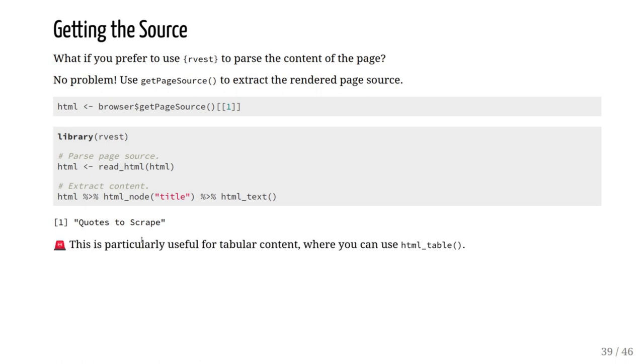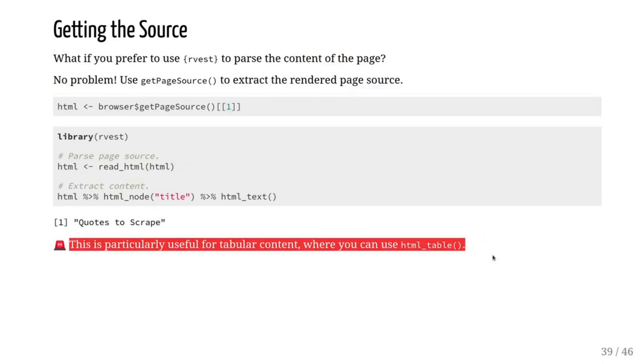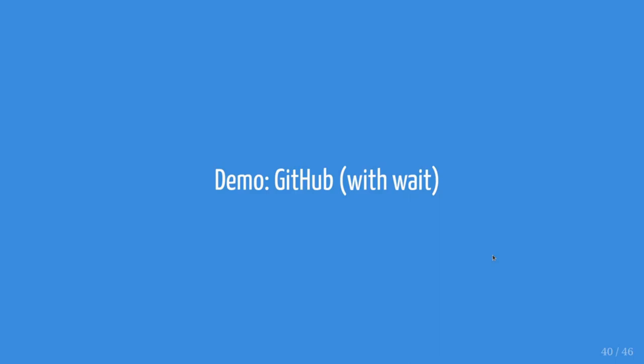Okay, final point. This works really nicely if you're wanting to have tabular data, because there is no support for tabular data in Selenium or RSelenium. So if you're wanting to get tabular data out from Selenium, you literally need to navigate the table yourself. And this can be extremely onerous, right? The much better alternative is to grab the page source, put it through into rvest, and then use the html_table function, which will take the tabular content from HTML and convert it directly into a data frame, very easily and simply.